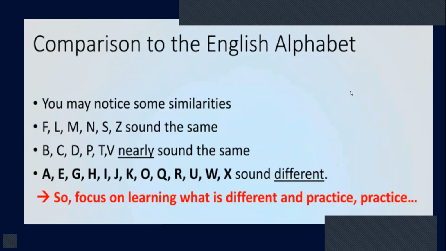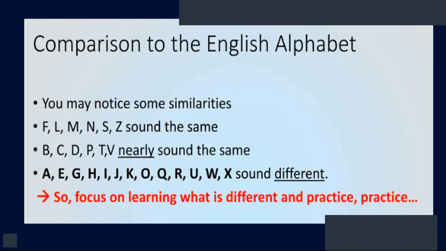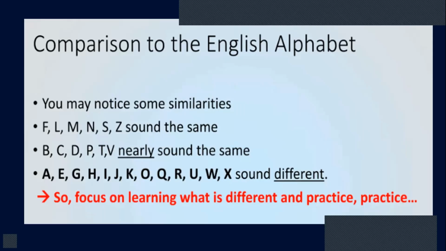Now, look at the letters F, L, M, N, S, Z. They sound the same, don't they? Look at the letters B, C, D, P, T, V. The sound is nearly the same.